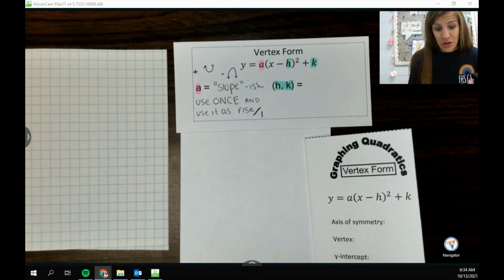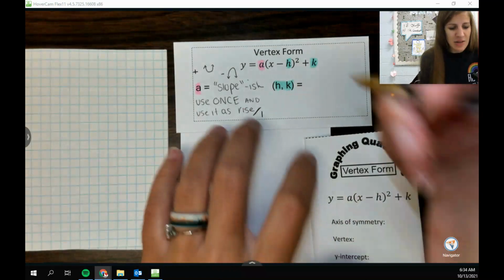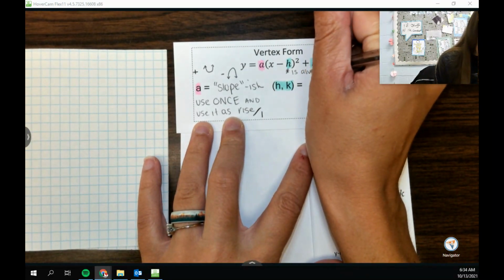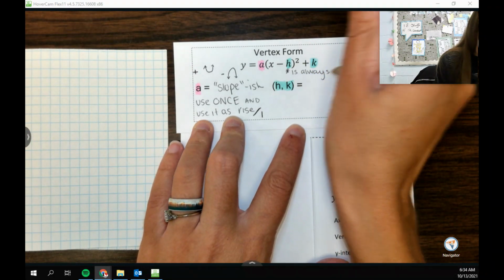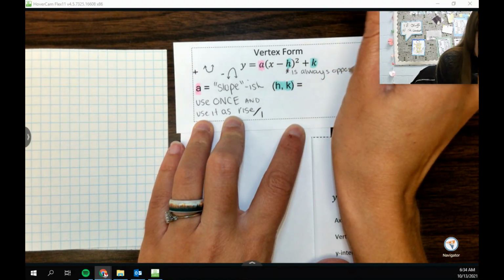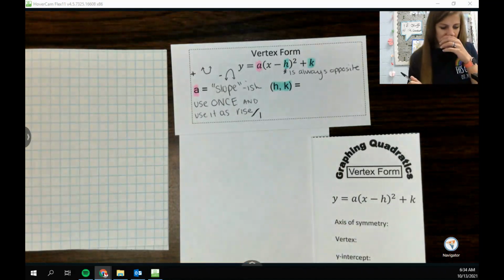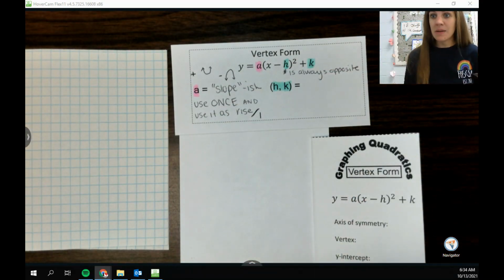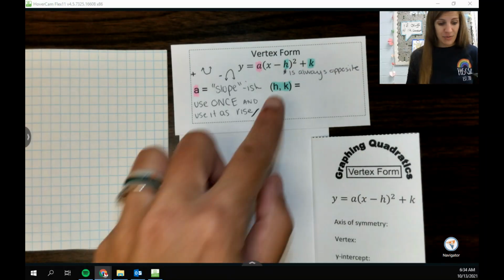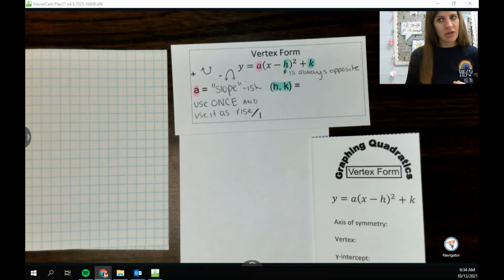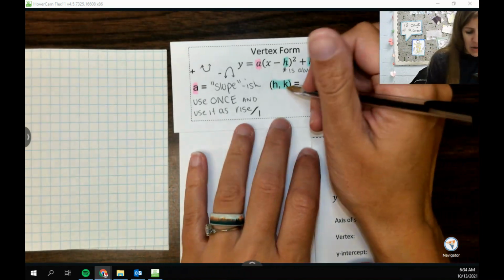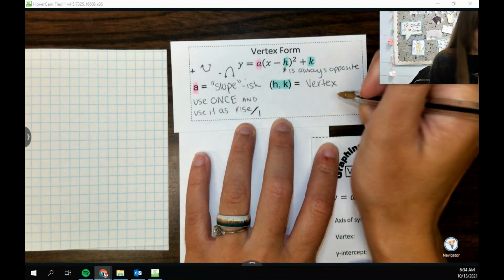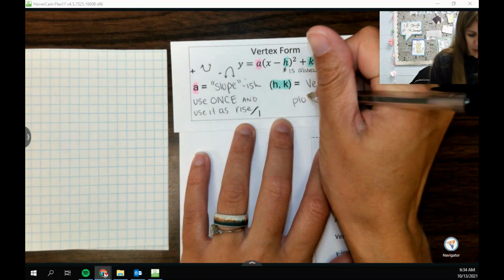The other thing that you want to identify are your H and K values, keeping in mind that H is always opposite because of that negative in front of it in the equation itself. Just like it has been in the past, whenever I take it out of the absolute value symbols, whenever I take it out of parentheses, I always have to change the sign. And so your H comma K will be the vertex, and you're really going to want to plot that first.